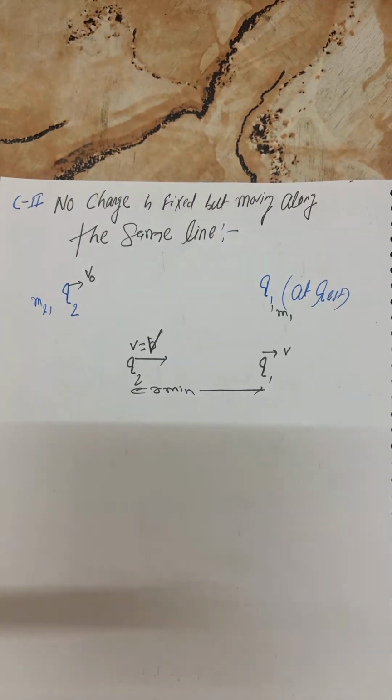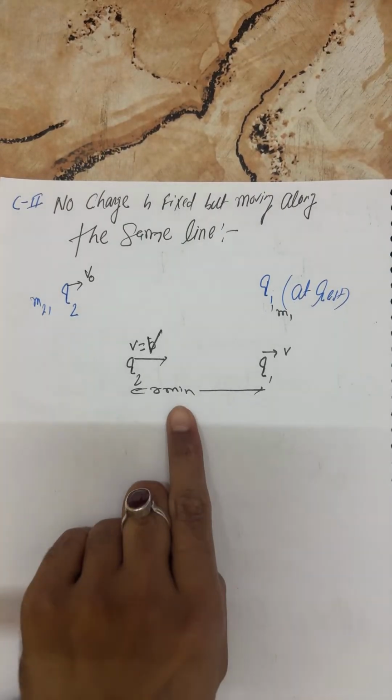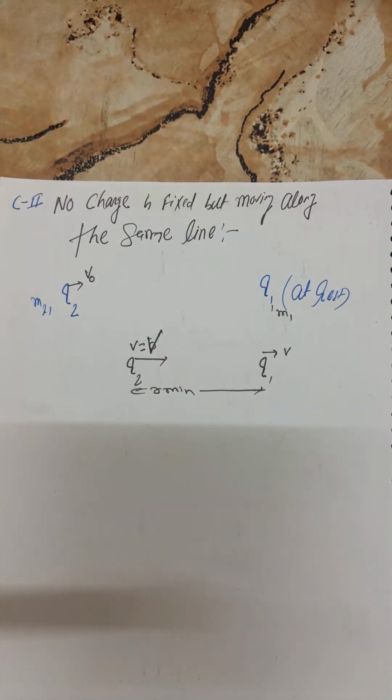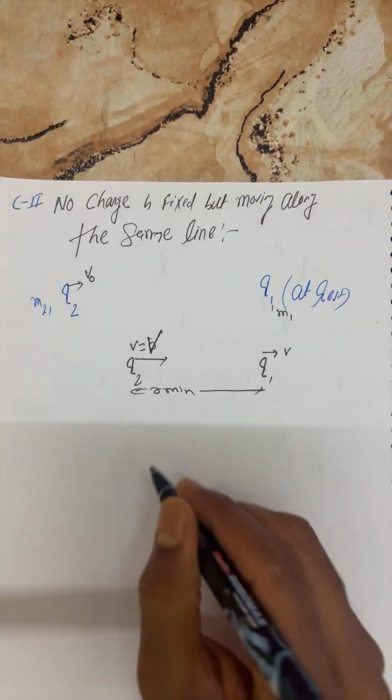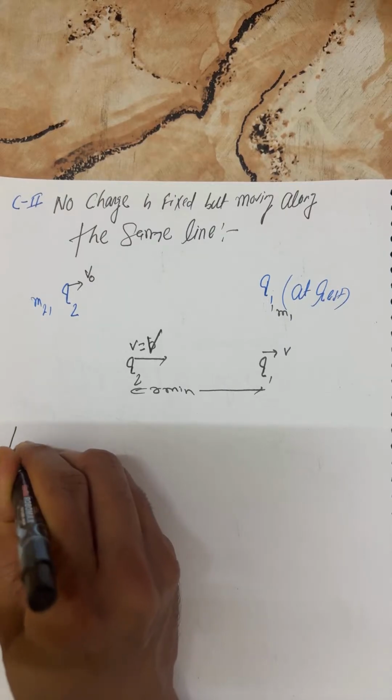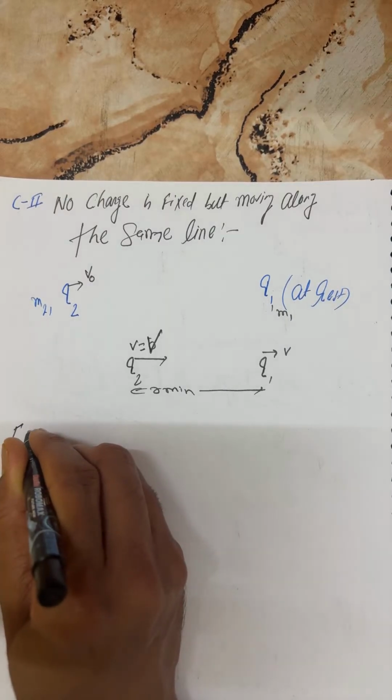The closest distance of approach, R minimum. Here we have two variables, one is R minimum and one is V, so we want two equations. What can you apply first? Energy conservation.